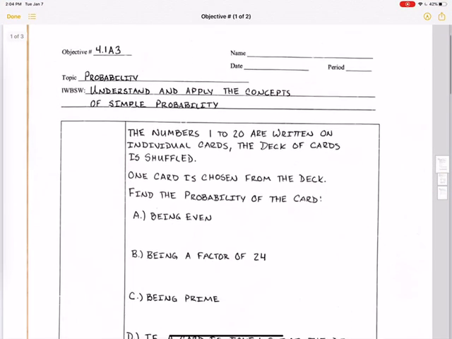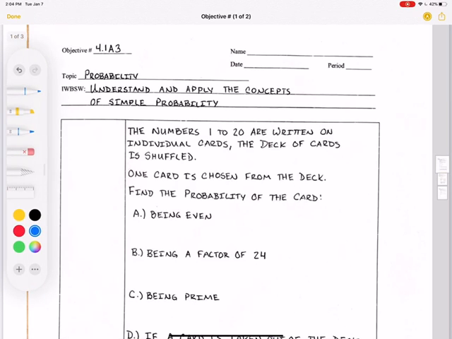Alright, today we are going to be continuing to work with finding the probability of single events. Our objective is the student will be able to understand and apply the concepts of simple probability. The numbers 1 through 20 are written on individual cards, and the deck of cards is shuffled. One card is chosen from the deck. Find the probability of the card being even.